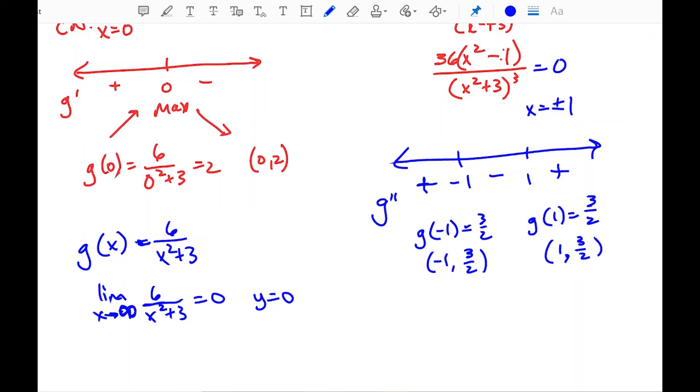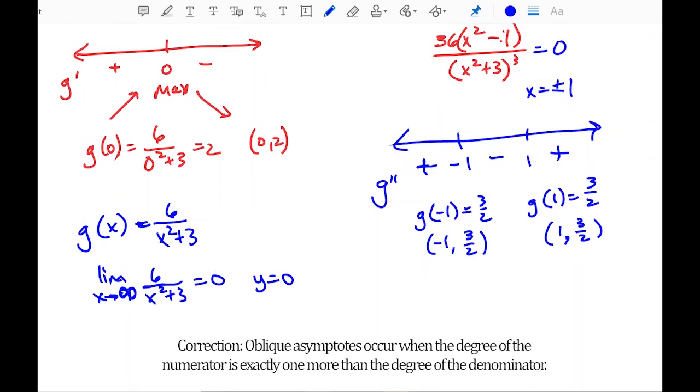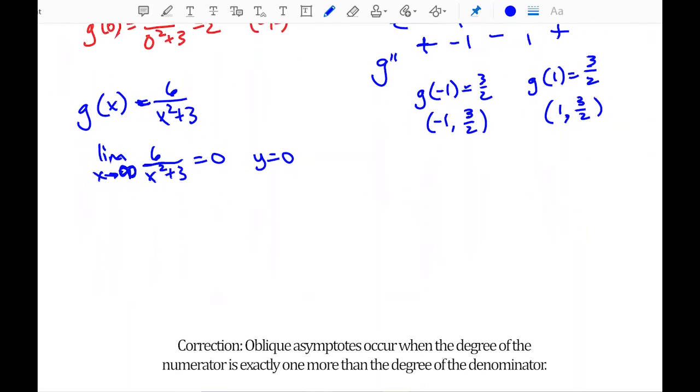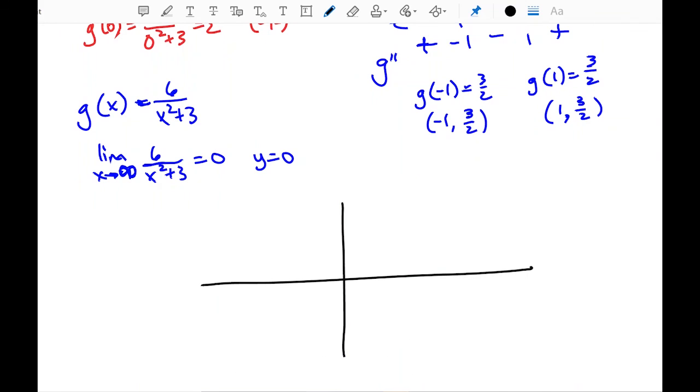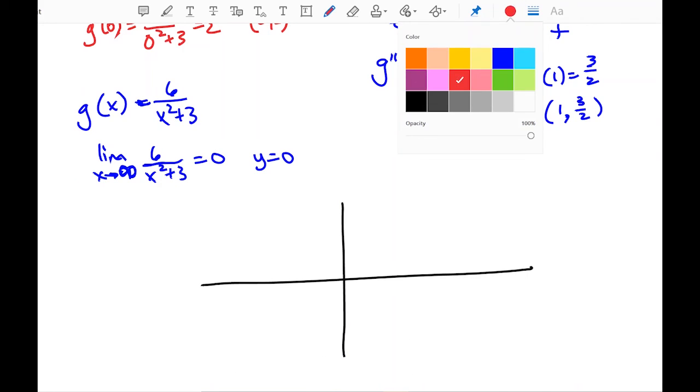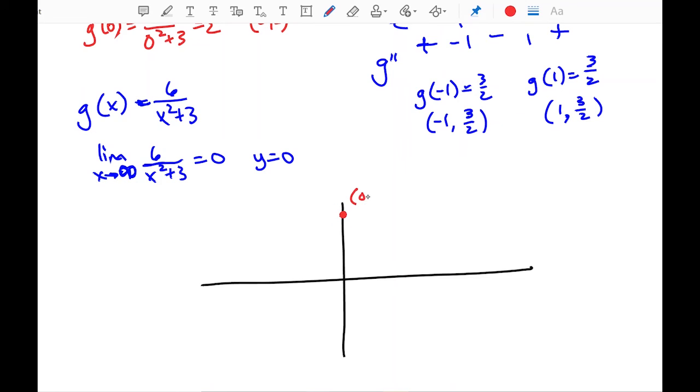Oblique asymptotes occur anytime the degree in the denominator is exactly 1 greater than the degree in the numerator. That's not the case here, so we have no oblique asymptotes. So I believe we have everything we need in order to sketch our graph. Go ahead and plot our points first. We have a maximum value at 0, 2. We have inflection points at negative 1, 3 halves, and 1, 3 halves. And we have a horizontal asymptote at 0.